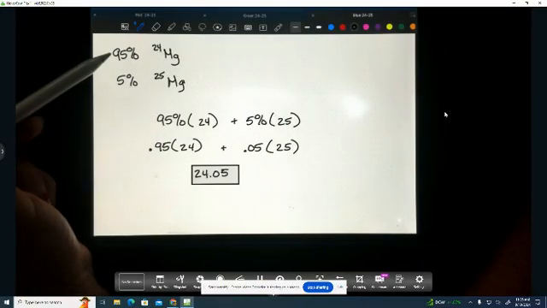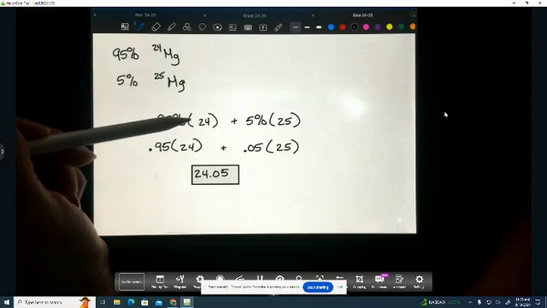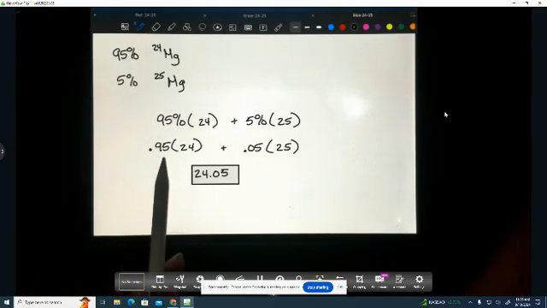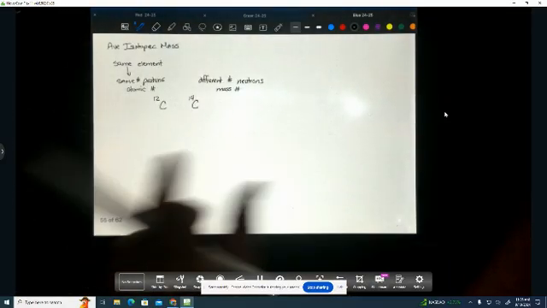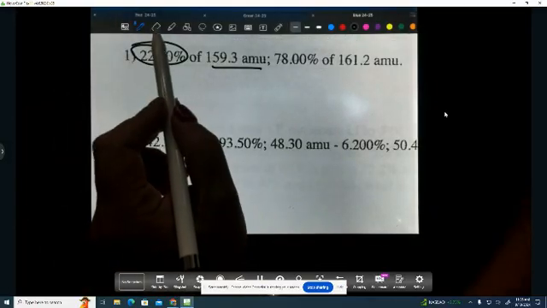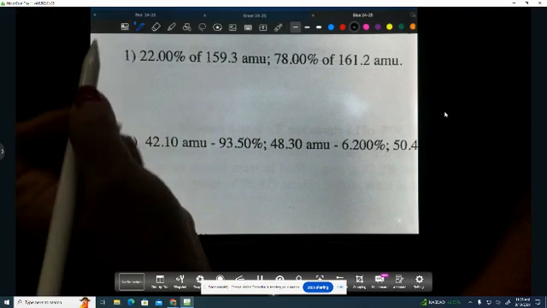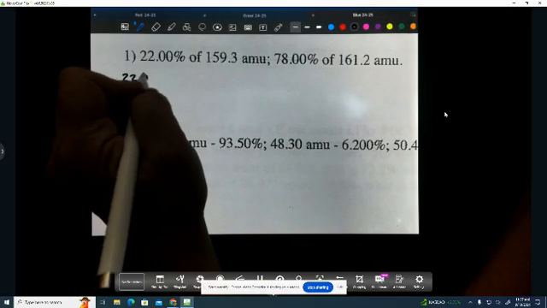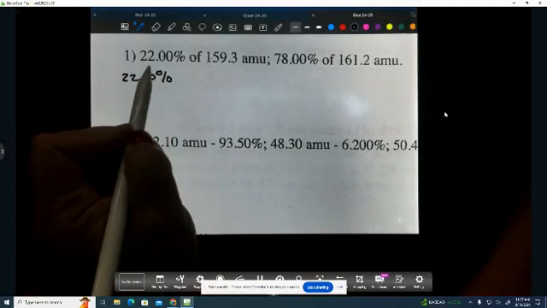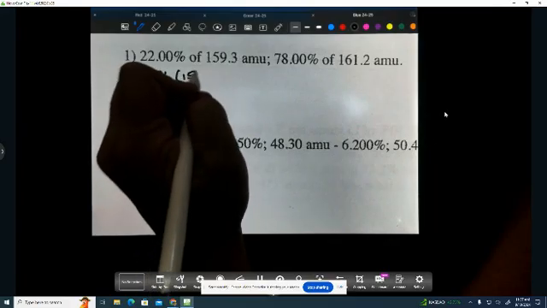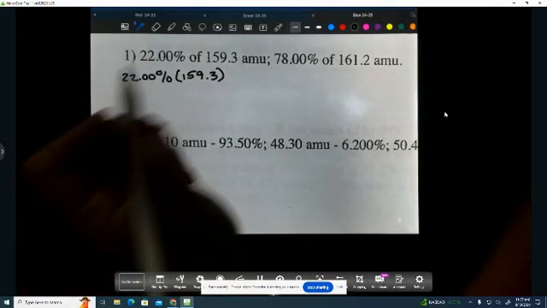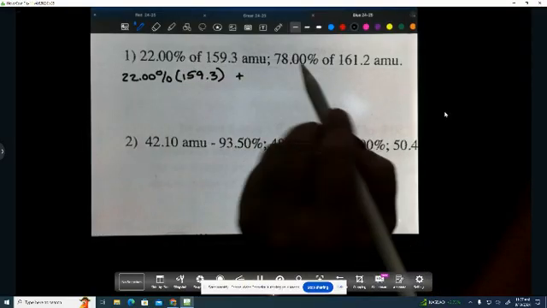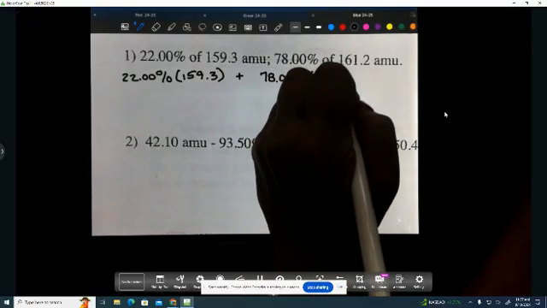What did I do with the 95%? I multiplied it by the mass after I moved the decimal, right? So I wanted to make sure that this was in decimal form. So if we go back to this paper, if I have 22%, let's keep it consistent: 22.00%. I don't like this worksheet because these numbers are crazy. And we're going to multiply it by 159.3. And then we're going to add to that 78% times 161.2.